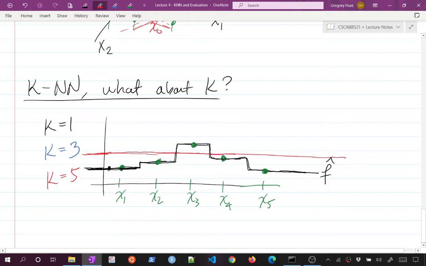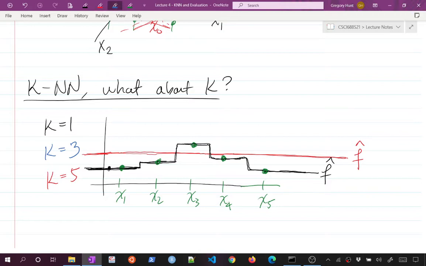And so my KNN function, my f hat, given to me by KNN, is just going to be flat. Everywhere has the same set of neighbors, and therefore I'm going to get the same predicted function. So when k is equal to 1, I'm going to end up interpolating my data. I'm going to absolutely go through every single training point. And when k is equal to n, anywhere I'm going to predict, I'm going to predict the average of all my training y's.